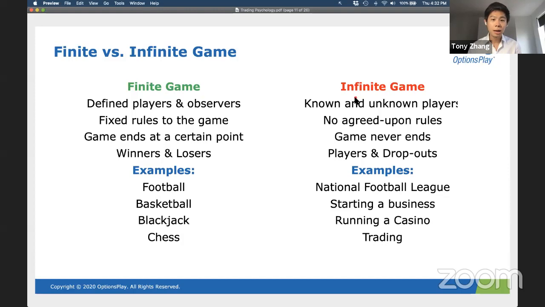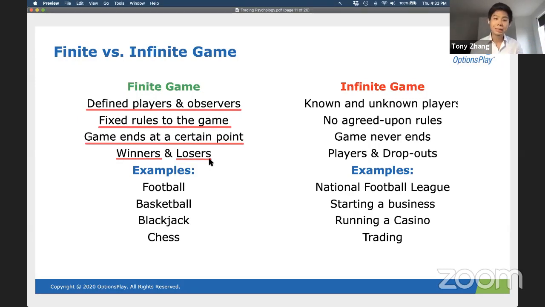Okay, so James had this theory that there are two types of games: finite versus infinite games. A finite game is a game that we're probably all familiar with, like football, basketball, blackjack, or chess, where you have defined players and observers. You know exactly who's playing. There are fixed rules to the game, so before you play, you know exactly what the rules are. And the game will always end at a certain point, meaning each game has an end point. And at that end point, both a winner and a loser are declared. So this is a classic example of a game that we're all familiar with.